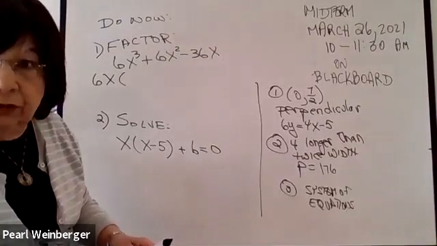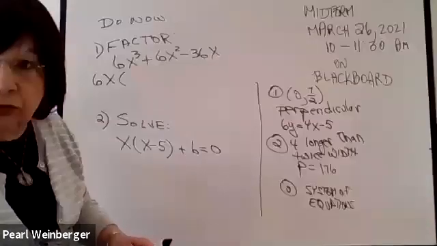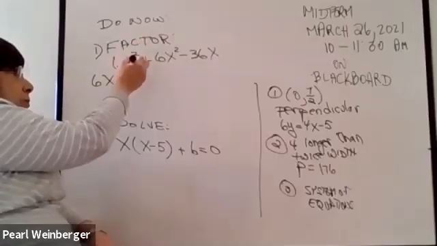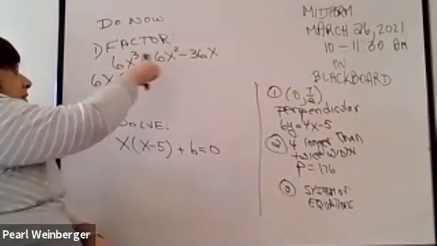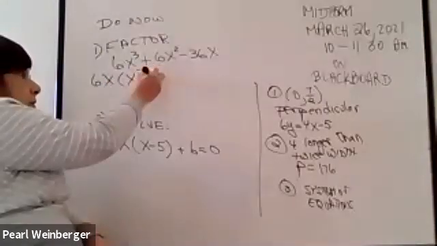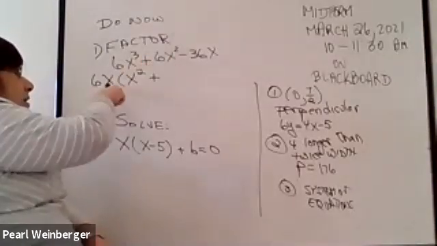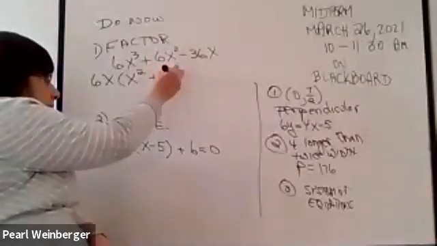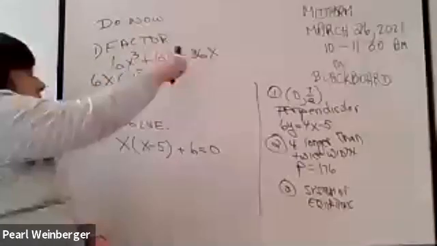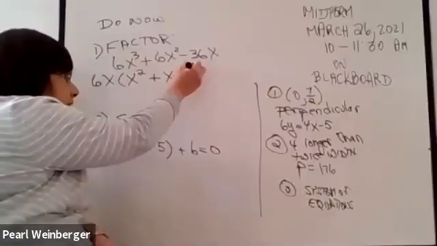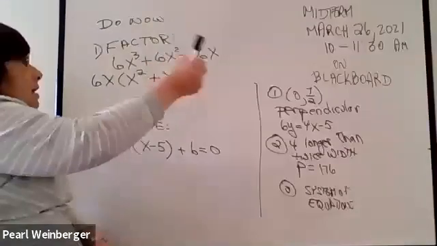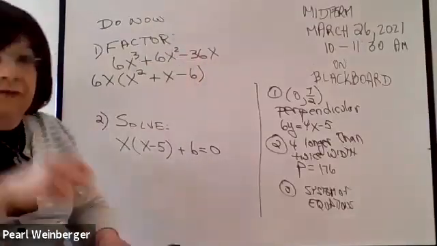And I'm going to divide 6x cubed minus 6x. So the 6's cancel, and the x into the x cubed, remember we're subtracting exponents, gives me x squared. The 6x into the 6x squared, again the 6's cancel out and the x into the x squared gives me x. And the 6x into the negative 36x, so 6 into negative 36 is negative 6, and the x's cancel out.